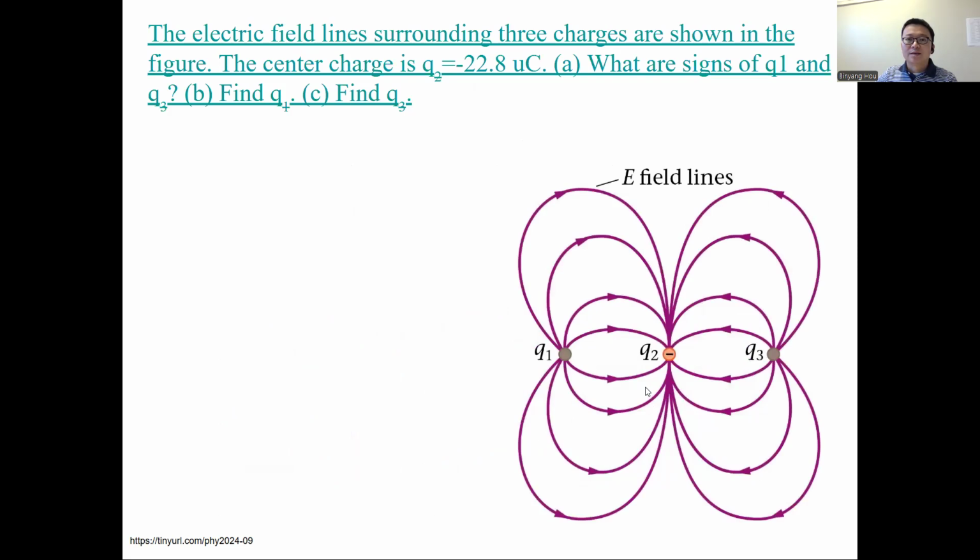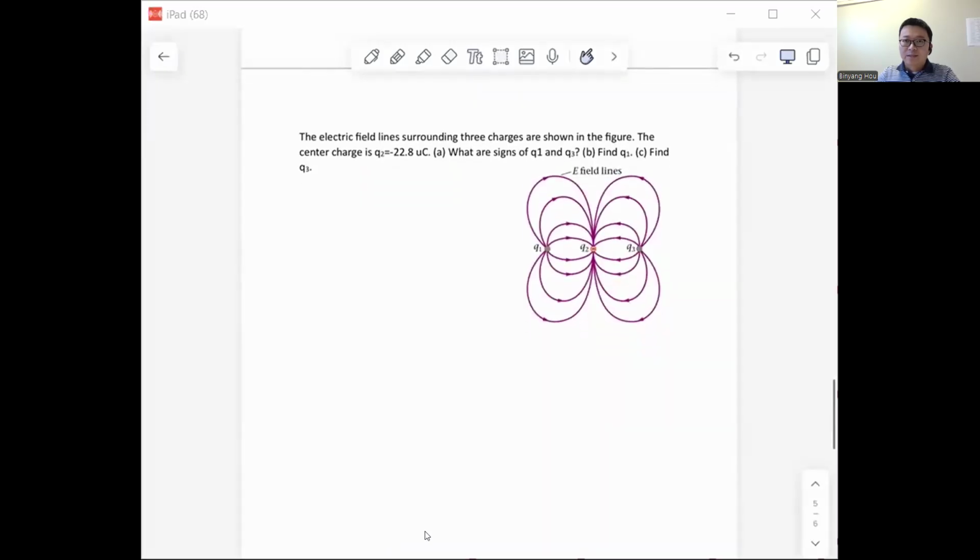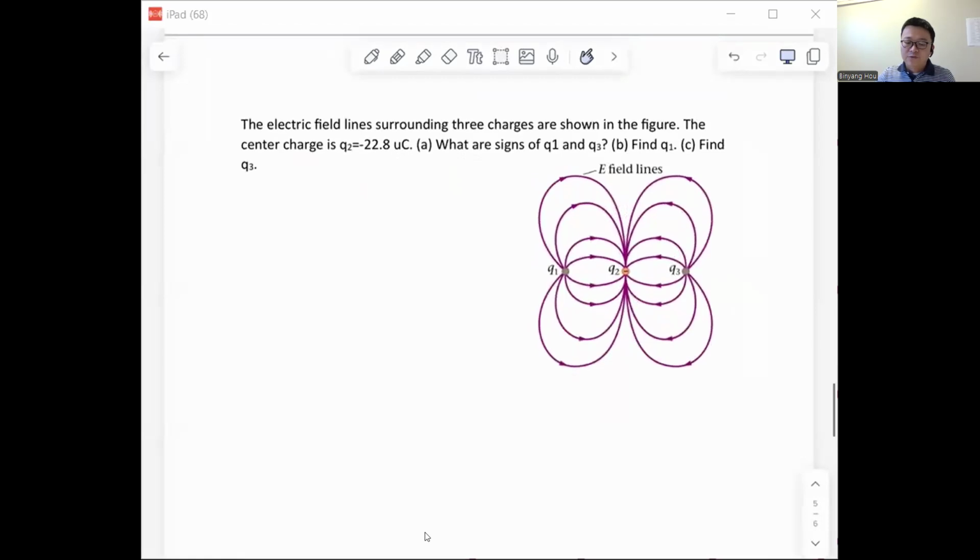All right, we'll take a look at a couple of examples and then we'll move on from there. Let me switch back to my other screen so I can work on the example. The first one says the electric field lines surrounding the 3 charges are shown here, Q1, Q2, and Q3. The center charge Q2 is given as minus 22.8 microcoulombs. It's asking, A, what are the signs of Q1 and Q3, B, find Q1, and C, find Q3.